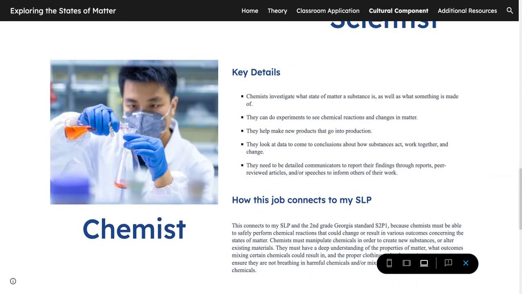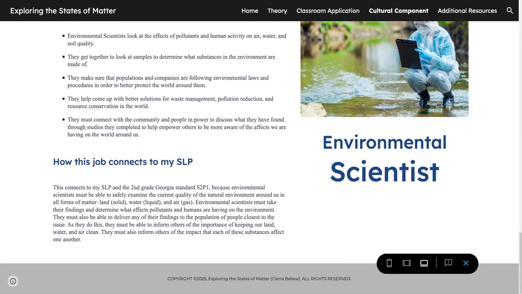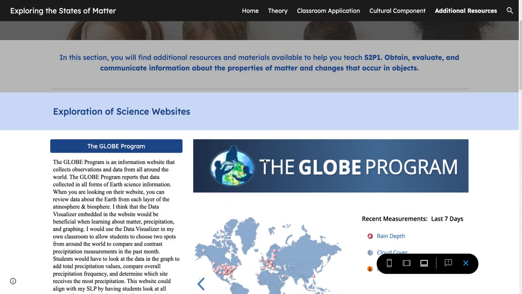Of course, chemists work with solids, liquids, and gas and manipulate them and combine them to make new substances in their jobs every day. And then next is an environmental scientist, which I thought was interesting since my learning theory was in environmental education. And these are people who are looking at the environment around us, pollution, effects that we're having on the environment, and so I thought it went hand in hand. And then lastly is the additional resources.